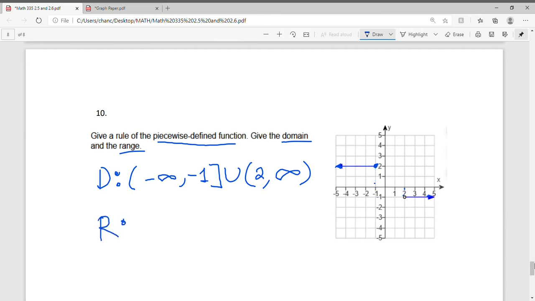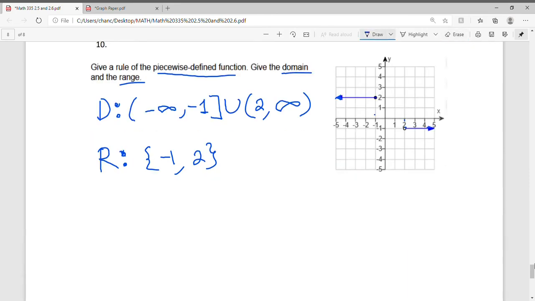The range is how far down to how far up the graph goes. In this case, it's stuck at negative 1, and it's also stuck at 2. It doesn't go up or down from those values. The range would be negative 1 and 2. Notice I'm using curly brackets because it's just negative 1 and 2. There's no interval for the range. There's only two possible y values. You can only have a negative 1 or a 2 for the y values.